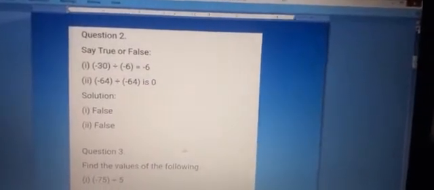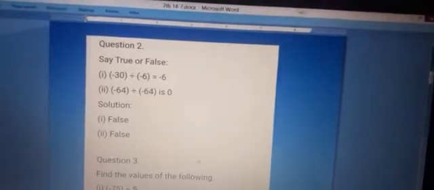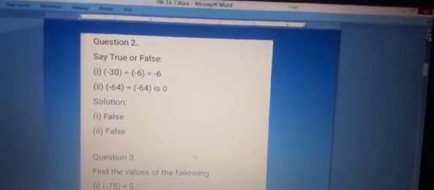64 divided by 64. Just now I said, when we divide a number by the same number, we will get 1. But here the answer is 0. So it is false. Question number 3.